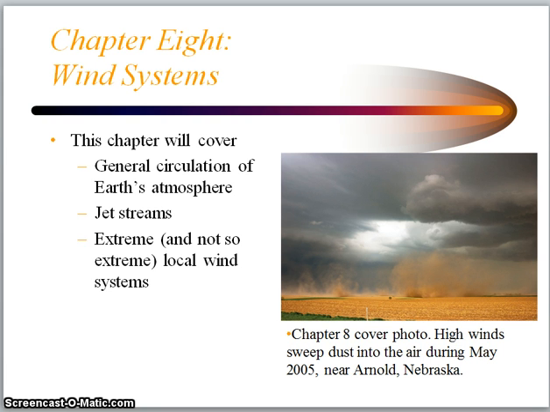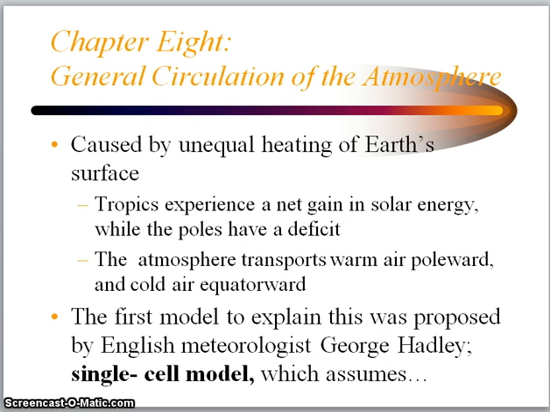This is the chapter where we explain the general circulation of Earth's atmosphere, the strong rivers of air in the upper atmosphere that we refer to as jet streams, and winds that are extreme and not so extreme, local wind systems. Here is a picture from the Chapter 8 cover, the beginning of Chapter 8, of high winds sweeping dust into the air in May 2005 near Arnold, Nebraska.